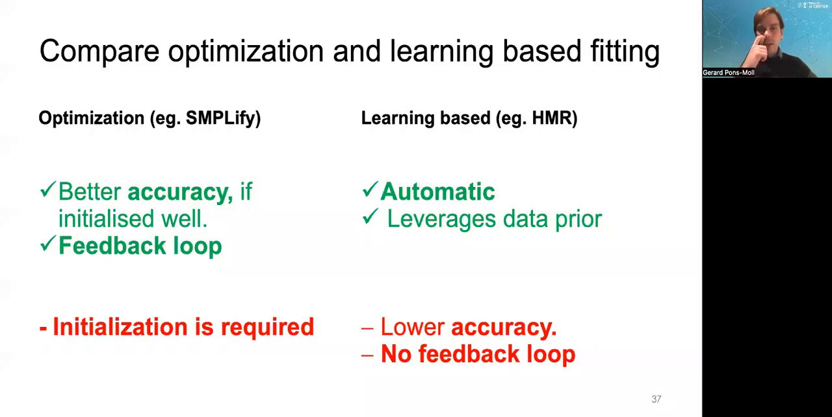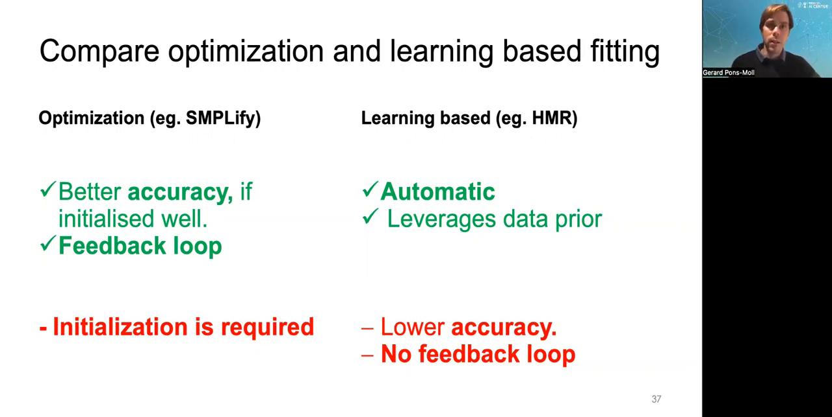All right, so in summary, I think the take-home messages for you are that optimization is providing very good accuracy if it's initialized well, and it has a feedback loop. This means that the estimates are always continuously verified against the image. So this, in my opinion, is a very good thing. But they require initialization, and this is something that is very annoying. And for learning-based methods, the key problem is the lack of data. But once they are trained, they are automatic, and they leverage the data prior in the prediction.